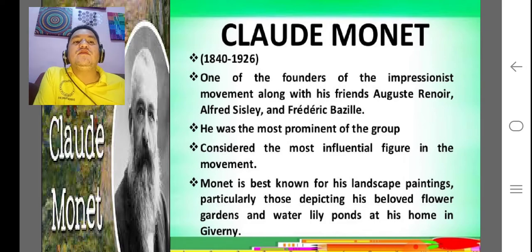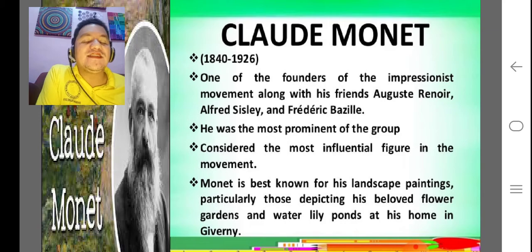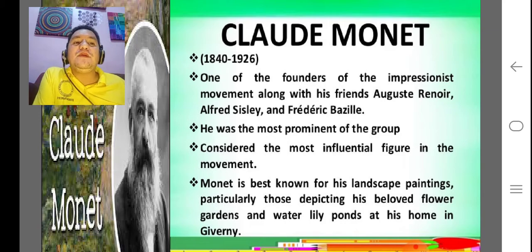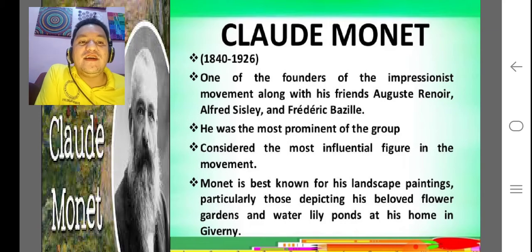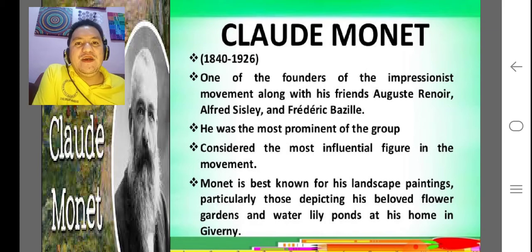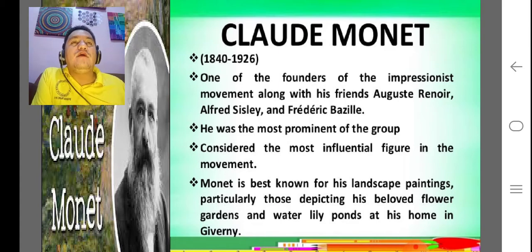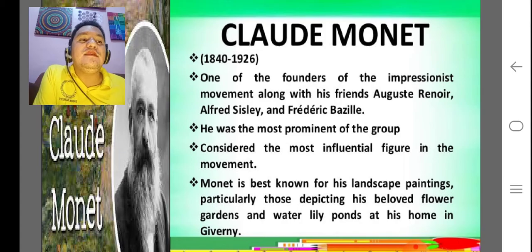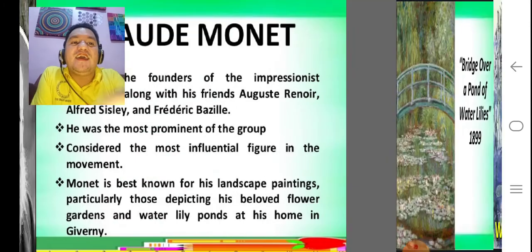Okay, so here are his paintings. Monet is best known for his landscape paintings, particularly those depicting his beloved flower garden and water lily ponds at his home in Giverny. Okay? So meaning to say, his inspiration is really talking about what? It's really talking about nature. So that is Claude Monet.